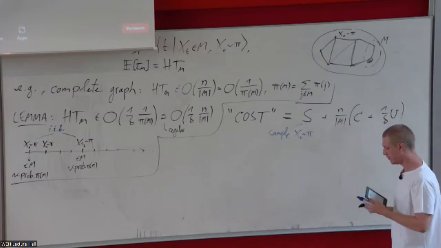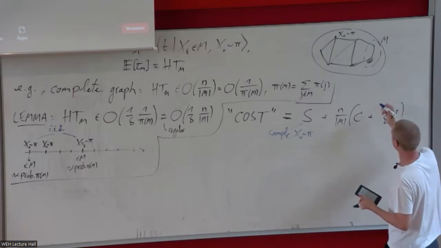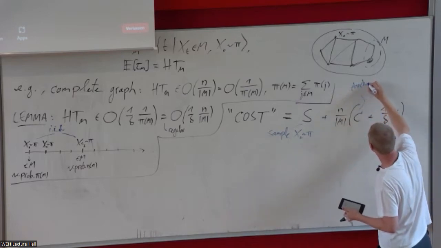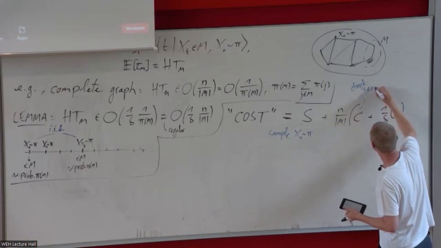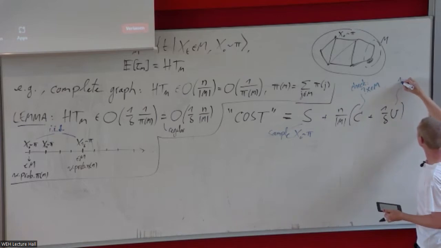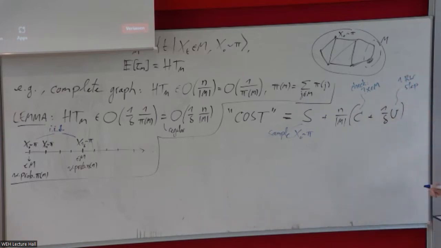This is the cost of sampling this initial vertex. This is the cost of checking. Then you want to check, is X in M or not? And this is the cost of one random walk step. Okay.